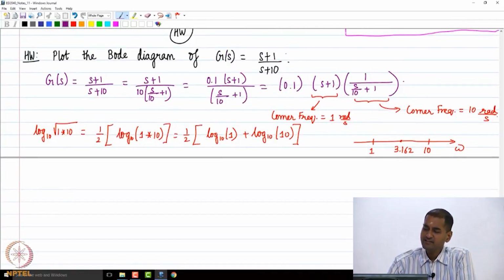But then you can also make some general observations, right? What are the values of n and m? It's essentially 1 and 1. So, is this a minimum phase transfer function?